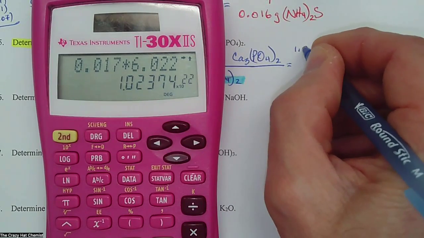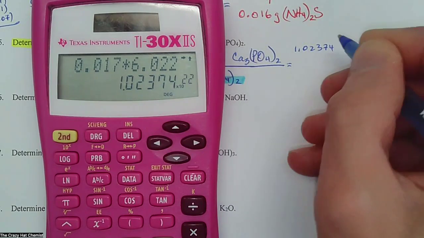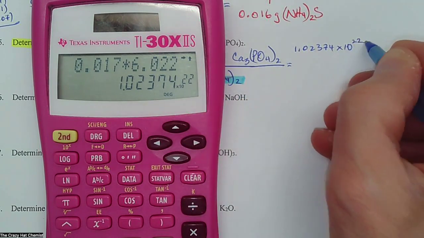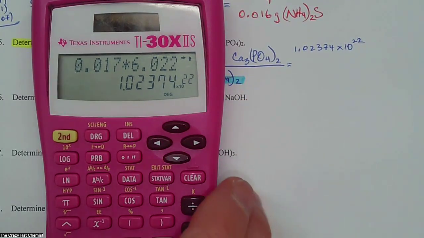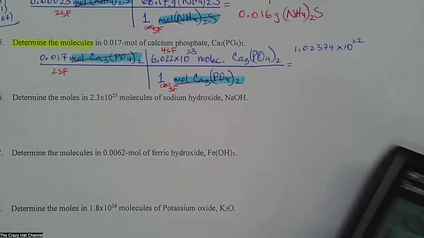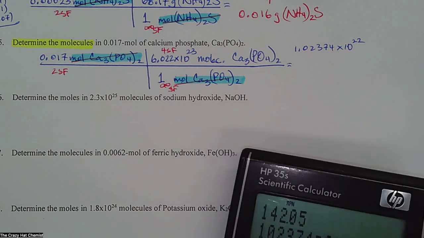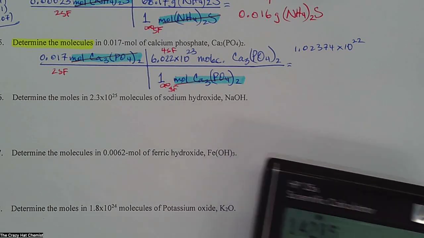So 1.02374, and it says times 10 to the 22. Okay, so hopefully that makes sense for you. So 0.017 times 6.022 times 10 to the 23rd, and we're going to multiply those, and it's 1.02374 times 10 to the 22.